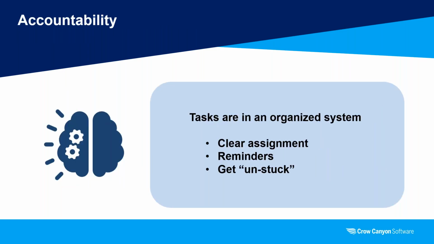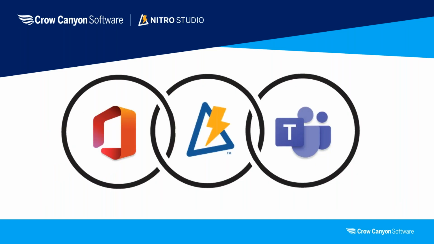Putting tasks in an organized system changes things from chaos to clear assignment, reminders, and it gets unstuck. This whole idea of accountability. So what do we do to help that happen? Well, we run in the Microsoft 365 and SharePoint world. We combine SharePoint and Teams together in what we call NITRO Studio. This is the NITRO Studio logo. We've been developing it for the past 5 or 6 years. It's a platform on top of 365 that gives you all the power you need to build request management systems and fulfill these kinds of workflows.